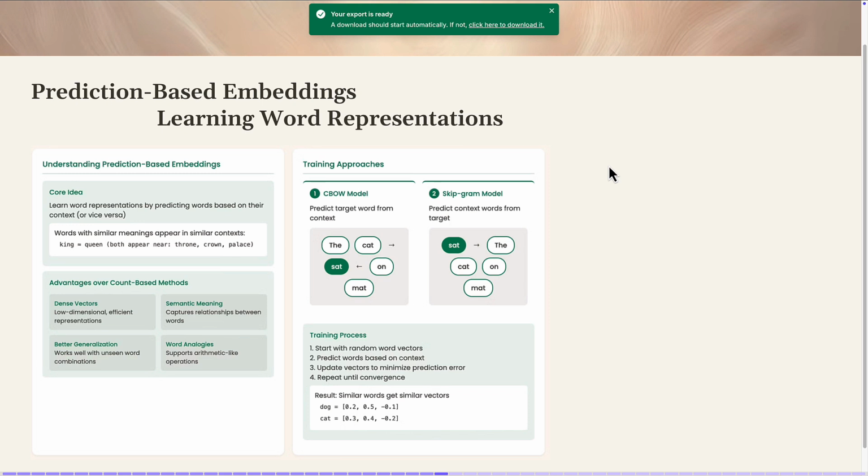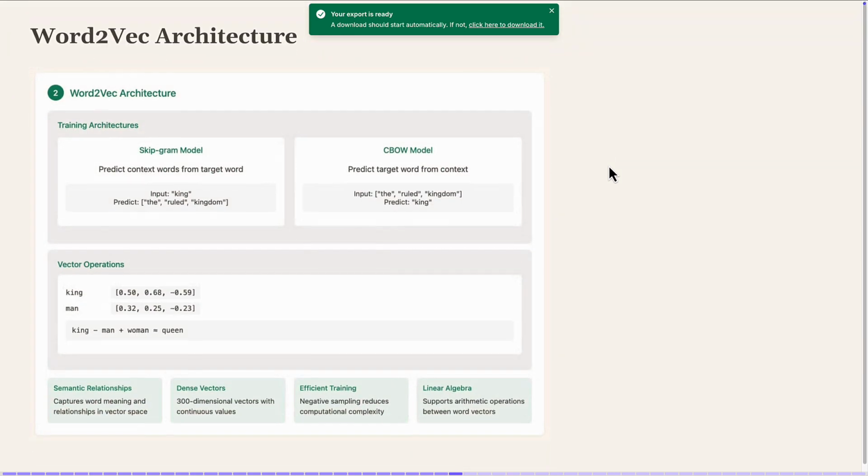Because in the end, it's a neural network that is going to be learnable to find these relationships. The training process is to start with random word vectors that don't have any kind of semantic similarity, predict the word based on the context, update the vectors to minimize the prediction error, and repeat until convergence. And this basically uses a one-layer neural network architecture. So all of this ecosystem is part of the word2vec architecture. We have the skip-gram model and the CBOW model.